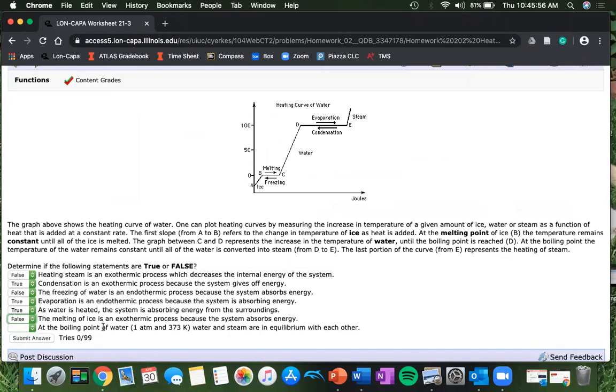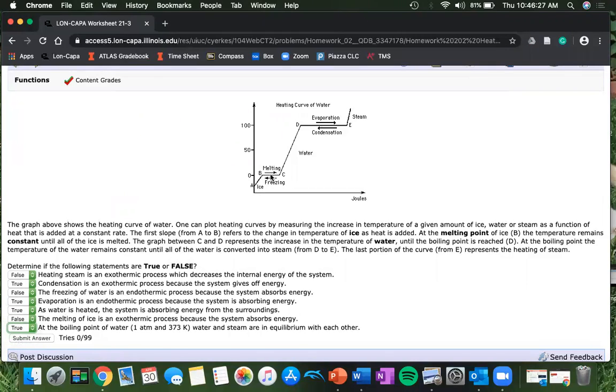The last one says that at the boiling point of water, 1 atm, 373 Kelvin, so that's going to be 100 Celsius, water and steam are in equilibrium with each other. If we look at what's happening during this phase change process, we can study this as an equilibrium reaction. We have water and steam both simultaneously existing at this point. We have neither of the phases for sure. Those phases are transitioning, so they're said to be in equilibrium with one another. So this will be true.